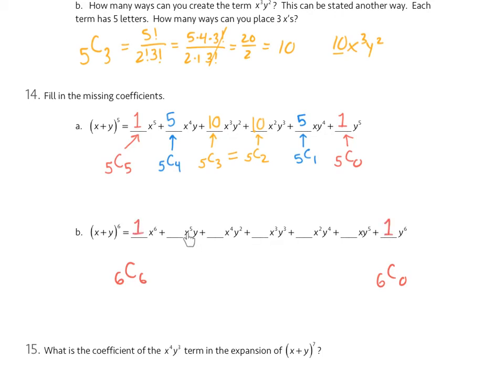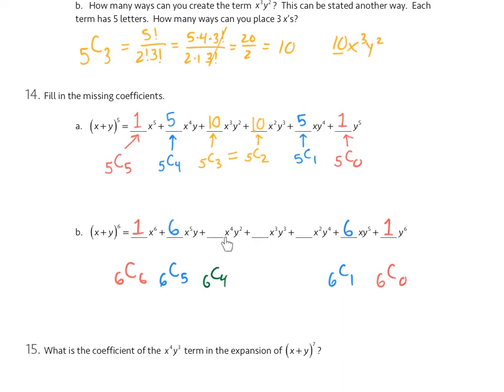This next term has 5 x's and 1 y, but that's the same number of ways as having 5 y's and 1 x. We can find the coefficient by calculating 6 choose 5 x's, or 6 choose only 1 x. Both of those are equal to 6. If I want 4 x's, then I can find that by calculating 6 choose 4.